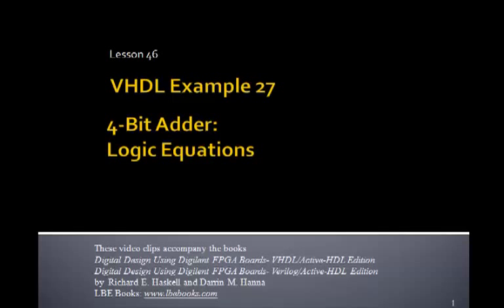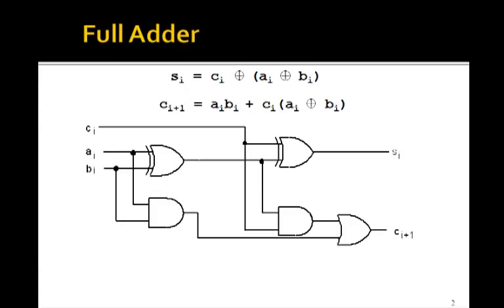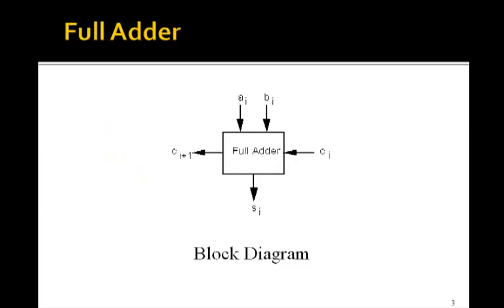This is lesson 46, BHDL example 27, in which we'll implement a 4-bit adder. You recall from lesson 45 that these were the logic equations we derived for a full adder. This was the output S, and this was the output carry, inputs AI, BI, and the carry in. Here's the block diagram for the full adder: AI, BI, CI in, SI, and CI plus 1 out.